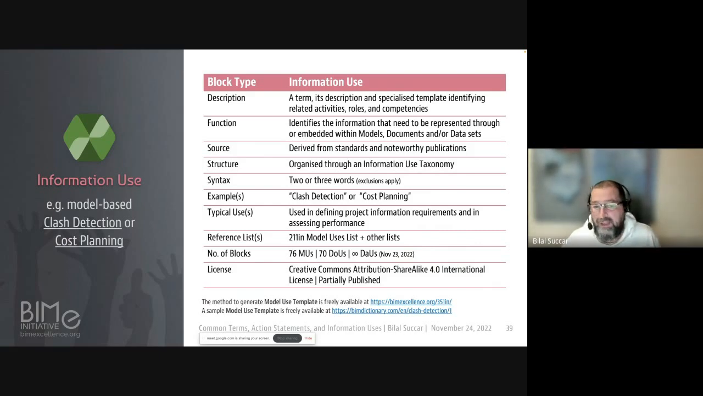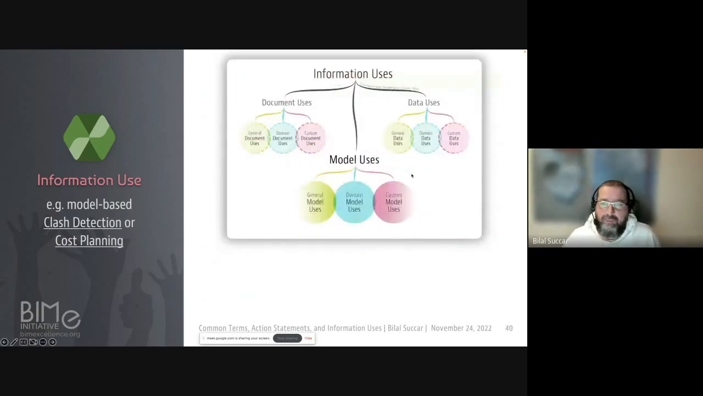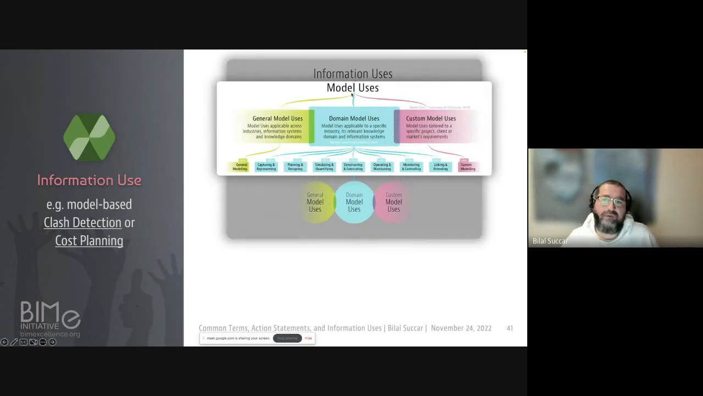So when party A delivers to party B a model or a document or even a data set, it must be fit for use. If it's going to be used for clash detection or for quantity estimation or cost planning or whatever it is. And there's a taxonomy for information uses. As I mentioned, it breaks down into document uses, data uses, and model uses. And each one of them would be a taxonomy. And if you focus on one of them, it also breaks down into multiple taxonomies.